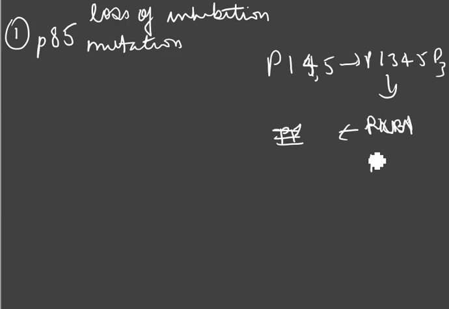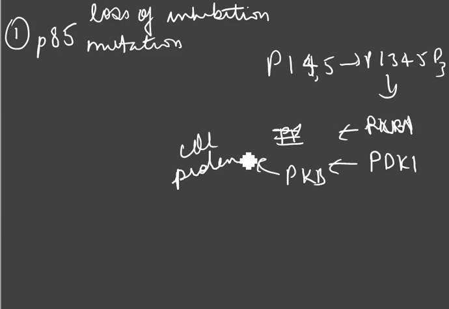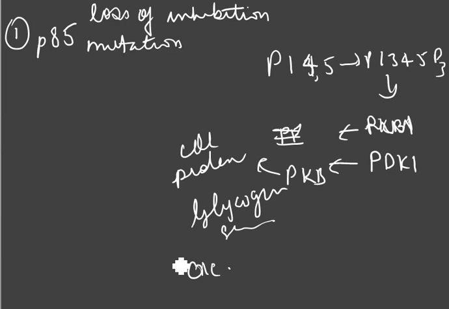So PDK1, and then PDK1 goes about activating PKB, which is involved in cell protein synthesis, glycogen synthesis, glucose uptake, and so on and so forth. So obviously, if we do not have any regulation over this, then we'll keep on having these things and ultimately cause ourselves cancer. So that was a little side thingy, but this is how it causes cancer.